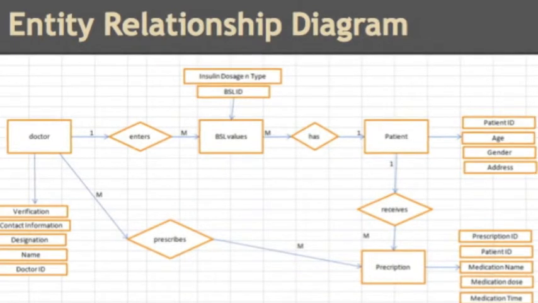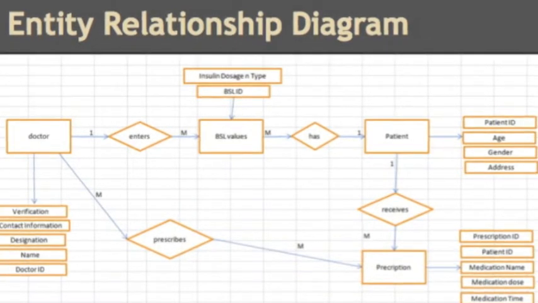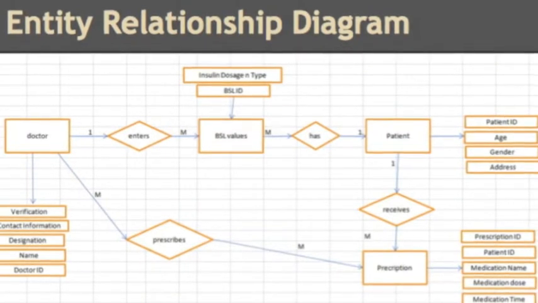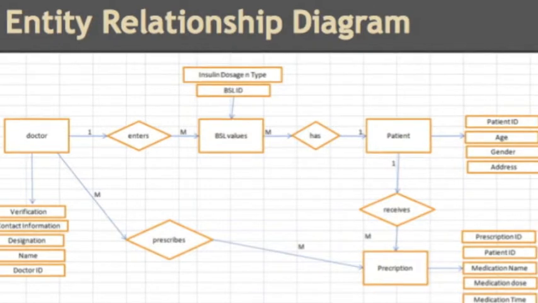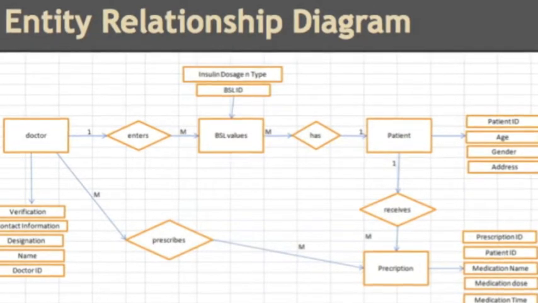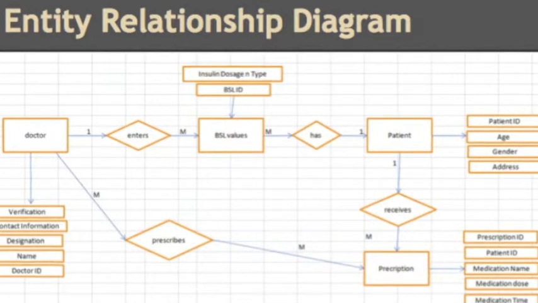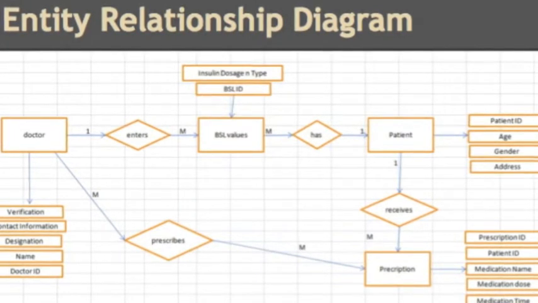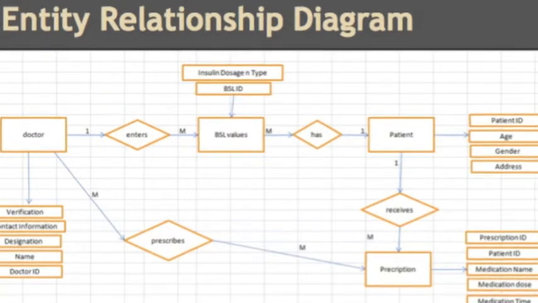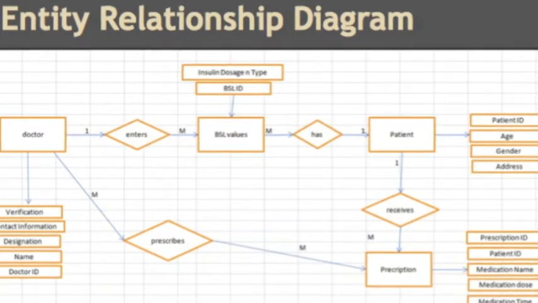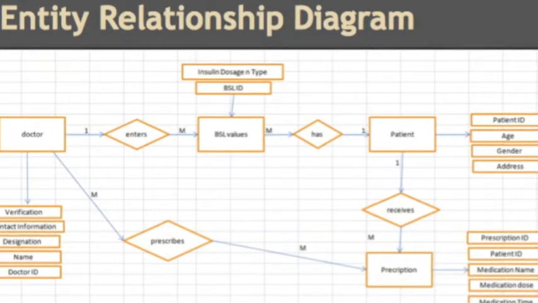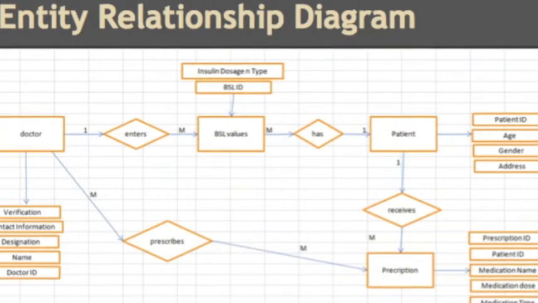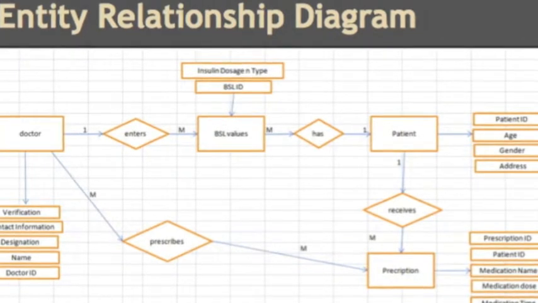Now the doctor has a primary key of doctor ID with the attributes of name, designation, contact information, and verification. The BSL values have attributes of BSL ID, insulin dosage, and insulin type. The patient has attributes of patient ID, age, gender, and address, where patient ID is a primary key. And in the BSL value, BSL ID is a primary key. In prescription, it has attributes of prescription ID, patient ID, medication name, medication dosage, medication time, and doctor name, where prescription ID is the primary key.